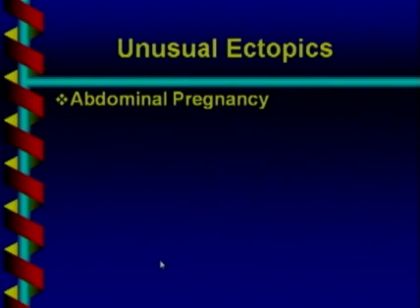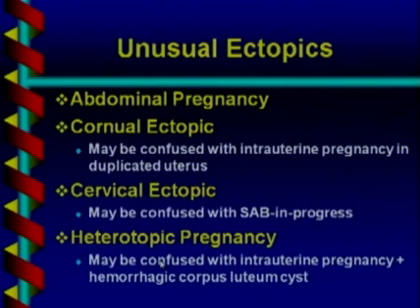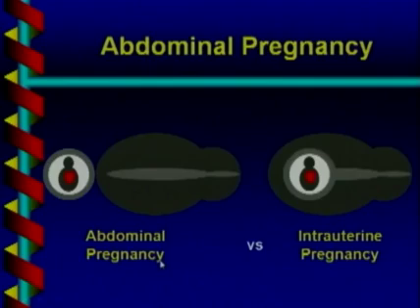Let's talk briefly about some unusual ectopics, including abdominal pregnancy, cornual ectopic pregnancy, cervical ectopic pregnancy, heterotopic pregnancy, and cesarean scar implantation. Abdominal pregnancies are situated in the abdomen, outside the uterus and outside the tube, just free in the abdomen, typically up right against the intestines. These are usually, but not always, that easy to distinguish from intrauterine pregnancies.